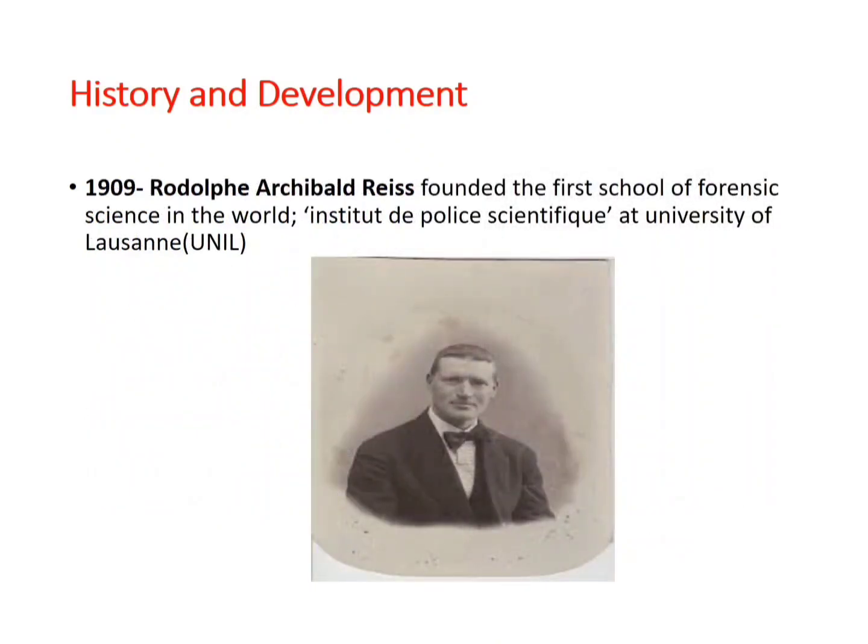Another renowned scientist in the history of forensic science is Rudolf Archibald Reiss, who was a German-Swiss criminology pioneer, forensic scientist, professor, and writer. He was the one who founded the first school of forensic science in the world, named the Institut de Police Scientifique at the University of Lausanne.